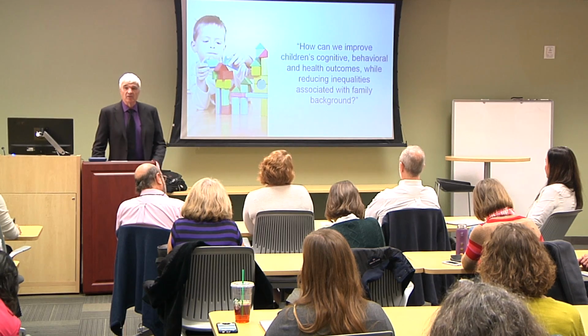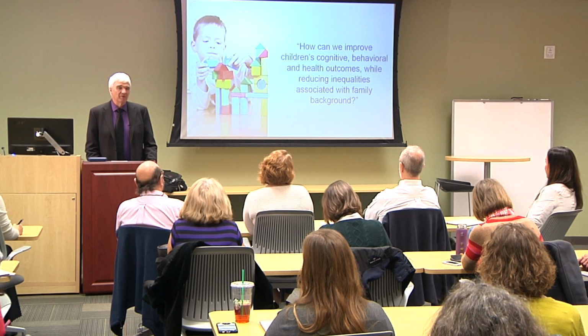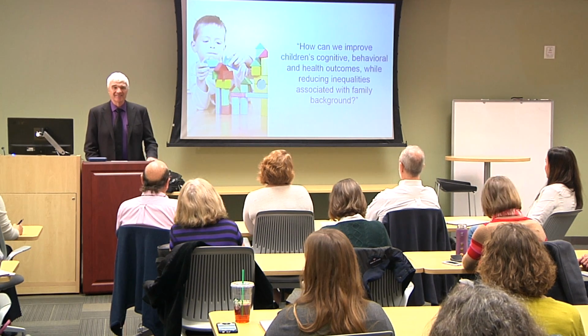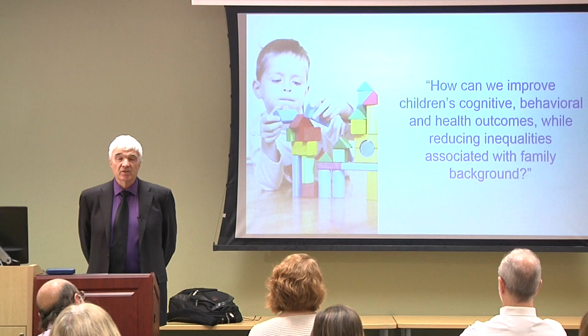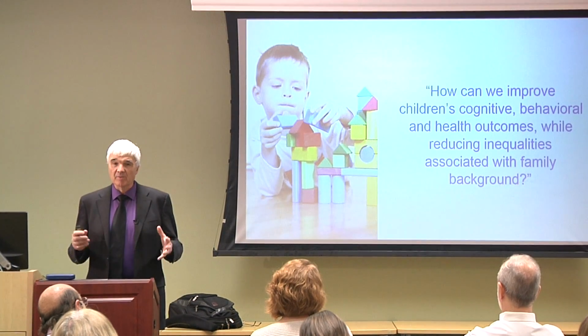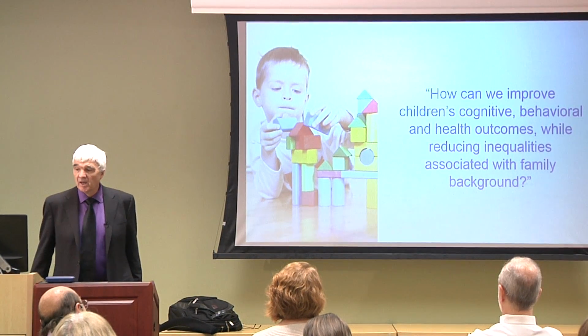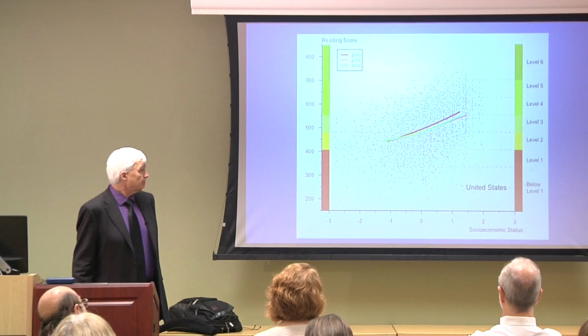So this is an old slide. This might be 20 years old. It's been my North Star, saying how can we improve children's cognitive, behavioral, and health outcomes while reducing inequalities associated with family background. So you'll see both the variety of outcomes there and also this notion of equality and equity.